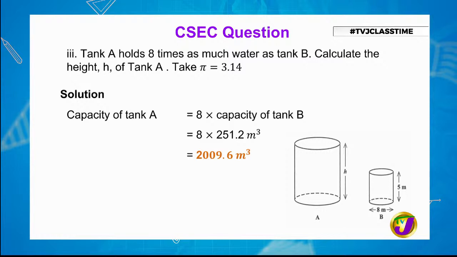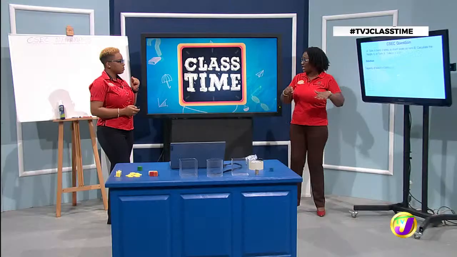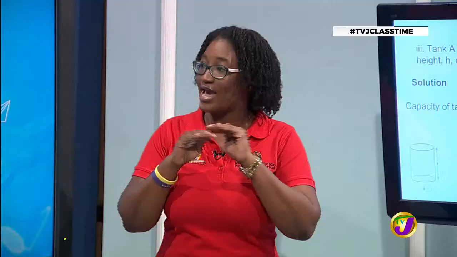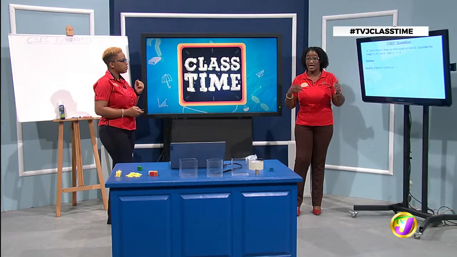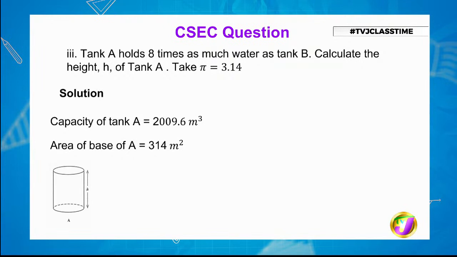All right, so we found the capacity of tank A. Are we finished? No, it actually tells us to calculate the height. So how can we use the capacity information to help us? Remember, I think we touched on a similar question earlier. We talked about the capacity being found using the area of the cross section multiplied by the height of the prism. In part 2 of the question, it did tell us that the area of the base of tank A is 314. So we know that this area, 314, must have been multiplied by some value that would represent the height, and the result of that multiplication would have given 2009.6 cubic meters.